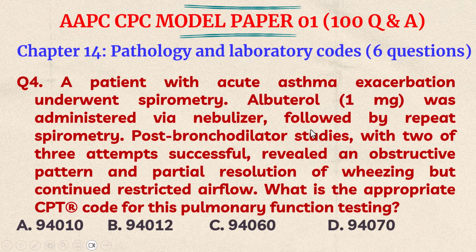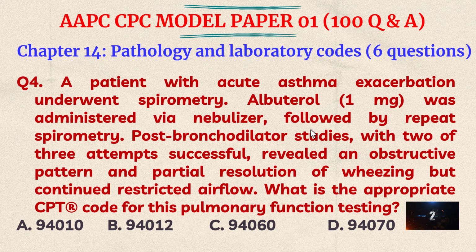Question number 4. A patient with acute asthma exacerbation underwent spirometry. Albuterol 1 mg was administered by a nebulizer, followed by repeat spirometry. Post bronchodilator studies with 2 of 3 attempts successful revealed an obstructive pattern and partial resolution of wheezing, but continued restricted airflow. What is the appropriate CPT code for this pulmonary function testing? So there are 4 codes available: 94010, 94012, 94060 and 94070. So please pause the video, take your CPT code book and find the answer.